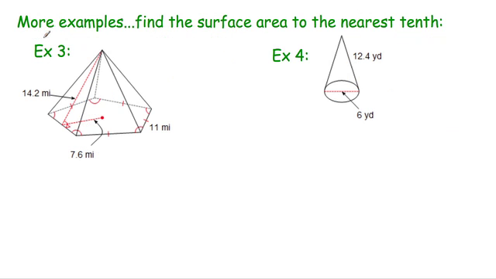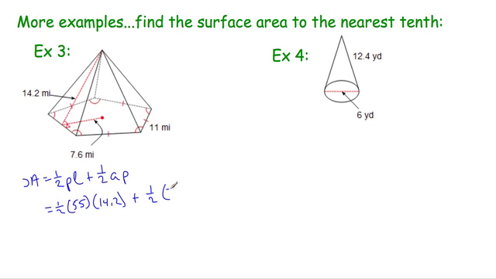So let's try these examples here. Let's find the surface area. So this one, the surface area is the lateral area, 1/2 the perimeter times the slant height, plus the area of the base. That's a regular polygon, so 1/2 a p. So 1/2, my perimeter, 5 sides times 11, 55. My slant height, 14.2. Plus 1/2, my apothem, 7.6, times my perimeter, again, is 55.